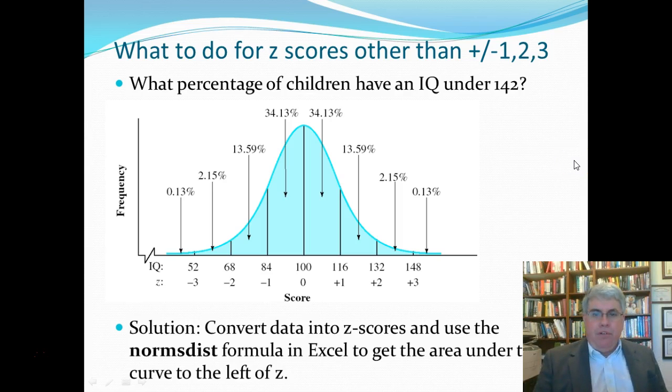Now, what do we do for z-scores other than exactly plus 1, 2, or 3? For example, what percentage of children have an IQ under 142? We go to about 142 here, and there's no line that says exactly what percentage of people are in that category, so we can't just add these numbers together. The solution is to convert the raw score, the 142, into a z-score and use the NORM.S.DIST formula in Excel to get the area under the curve to the left of z.